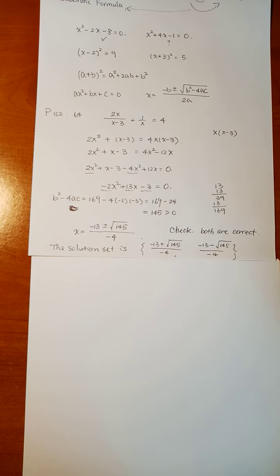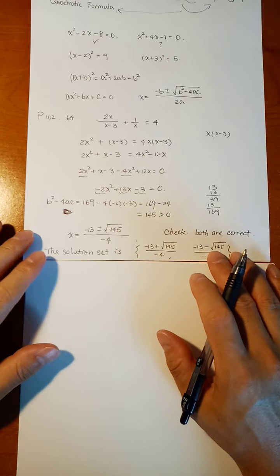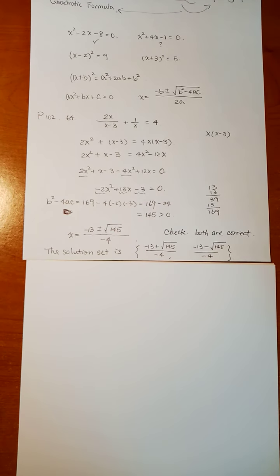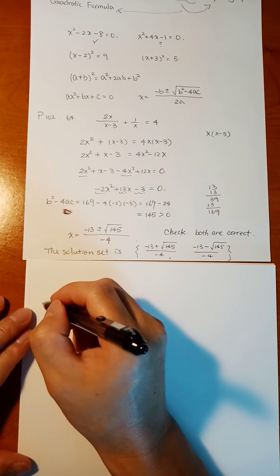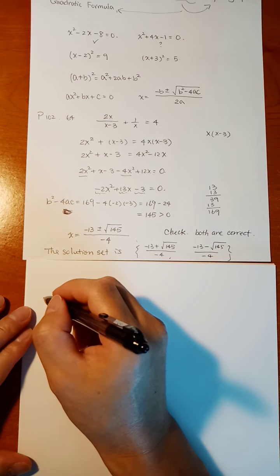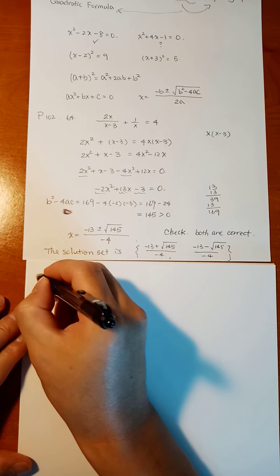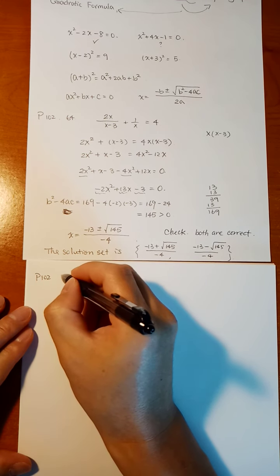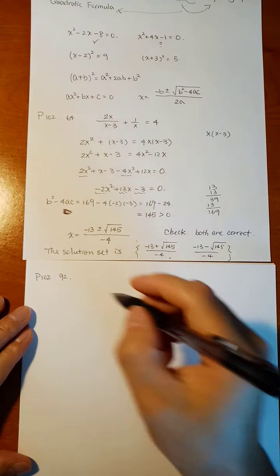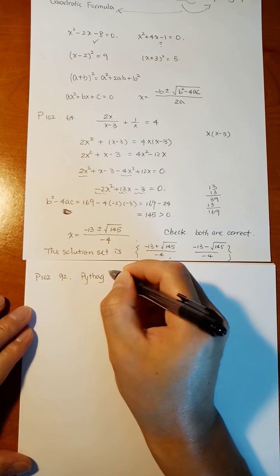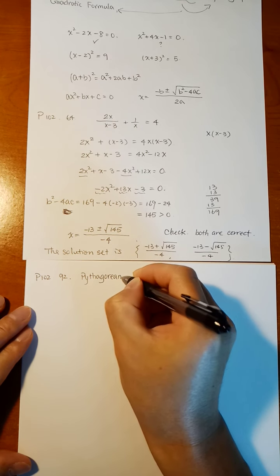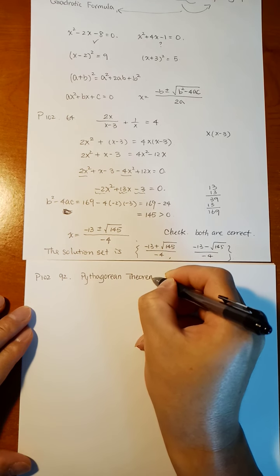And the next difficult part of this section is application or the word problems. For example, let's try this one. It's still on page 102, problem 92, Pythagorean theorem. What is a Pythagorean theorem?